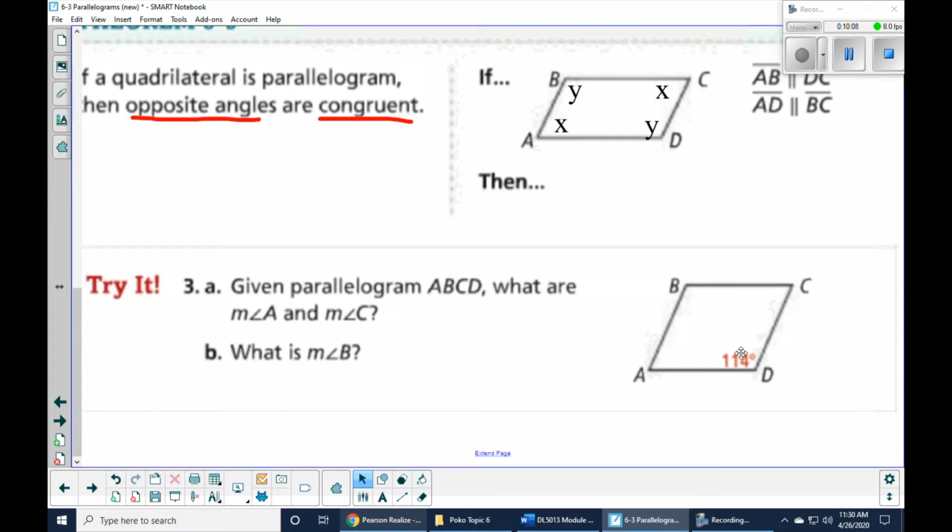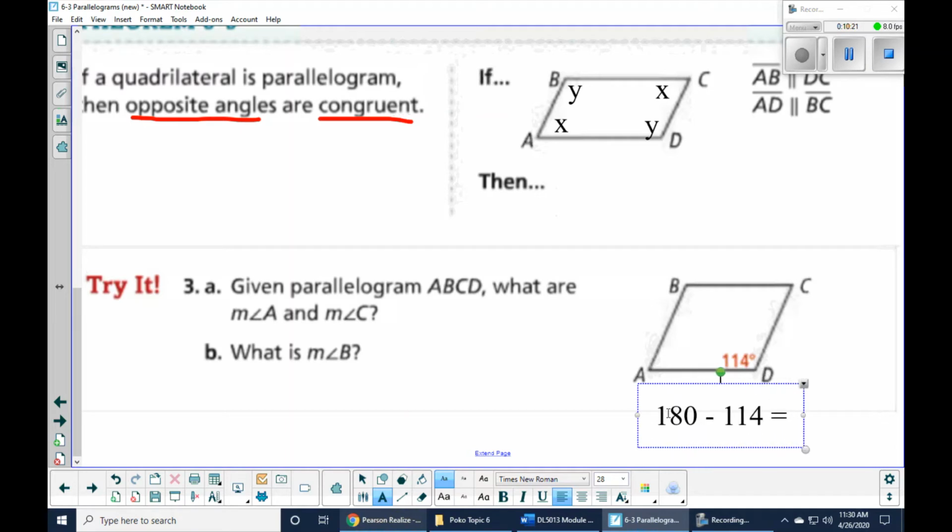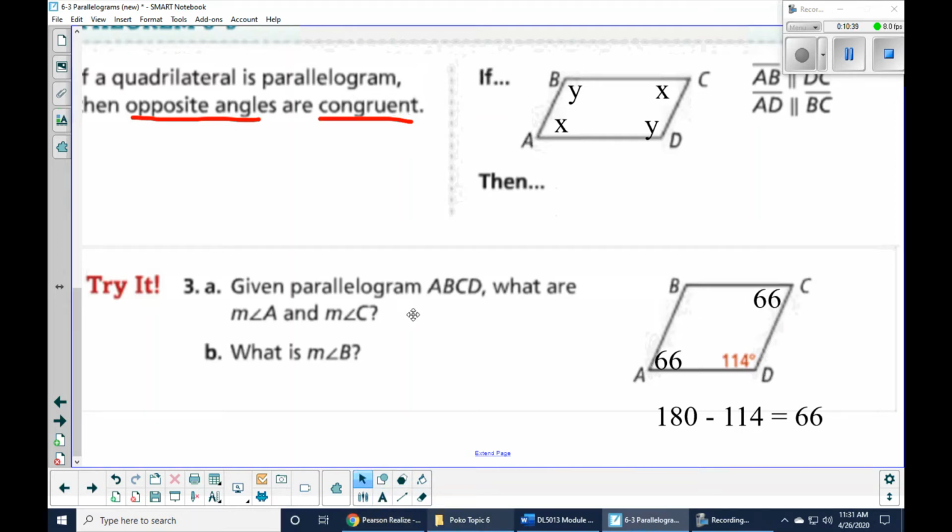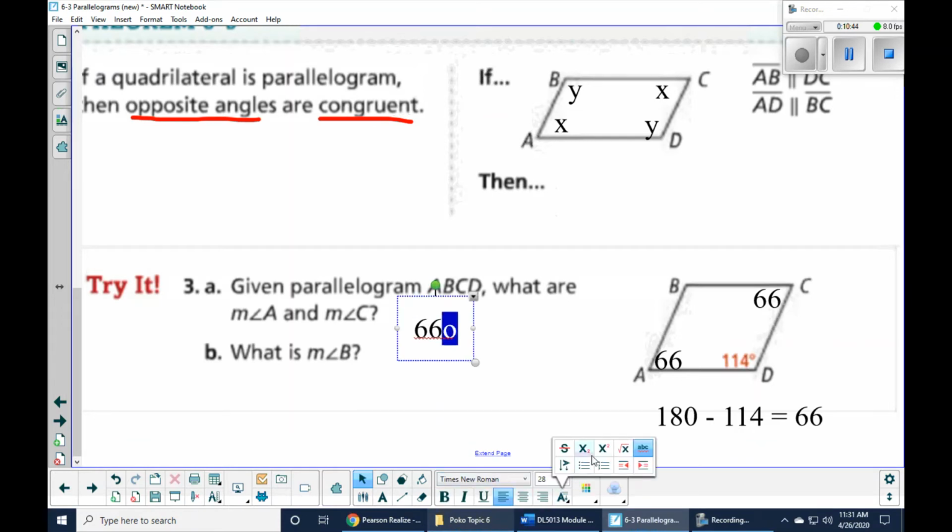All right, that's part A. So angle A is right here. It's next to 114 degrees. So here's what we're going to do. We're going to do 180, and we're going to subtract 114 because this angle A is right next to the 114. They should add up to 180. That number comes out to 66, which means that angle A is 66, and that means angle C is also 66 because they're across from each other. Okay, so they're both 66 degrees for part A.